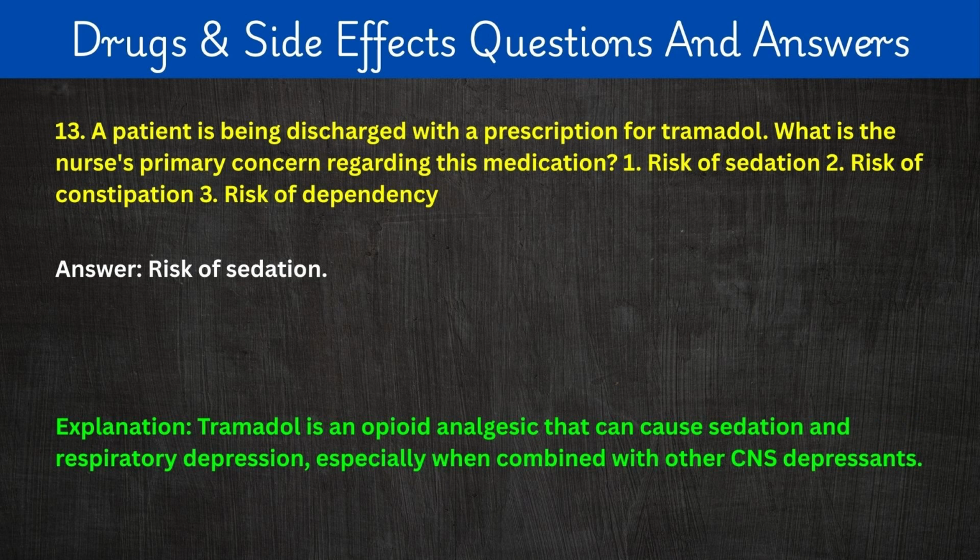13. A patient is being discharged with a prescription for tramadol. What is the nurse's primary concern regarding this medication? 1. Risk of sedation. 2. Risk of constipation. 3. Risk of dependency. Answer: risk of sedation. Explanation: tramadol is an opioid analgesic that can cause sedation and respiratory depression, especially when combined with other CNS depressants.